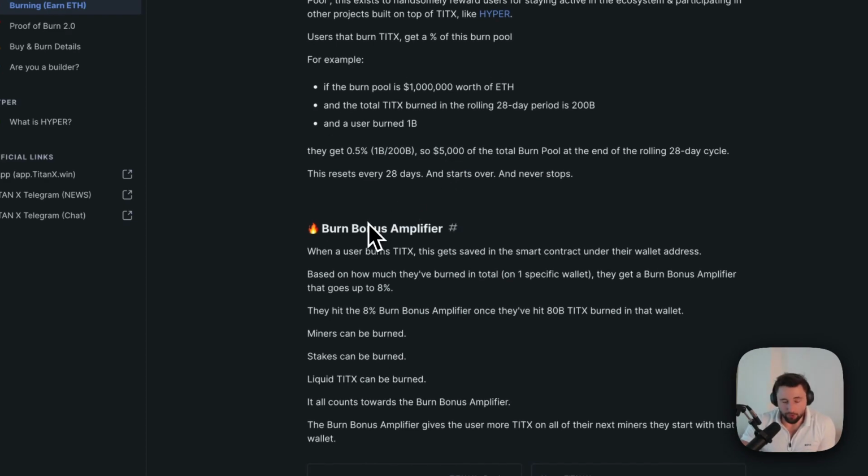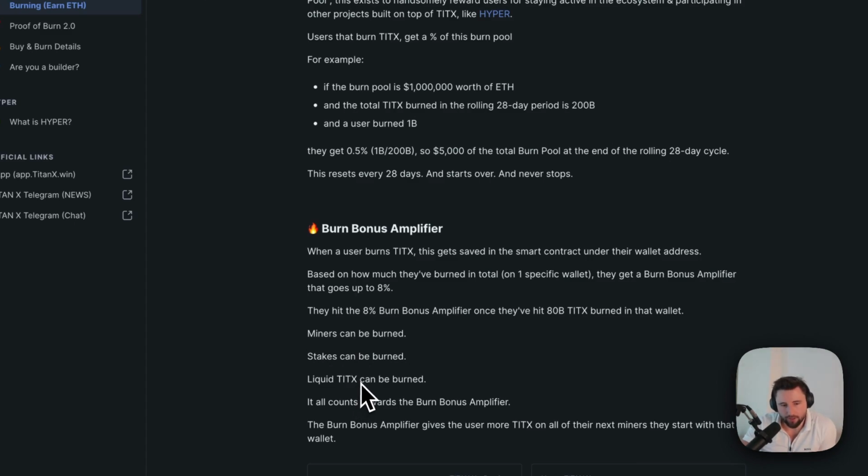Then you have the burn bonus amplifier, which we also talked about with the mining. When a user burns Titan this gets saved in the smart contract under their wallet address. Based on how much they've burned in total, so the smart contract keeps track of it, on one specific wallet. So you cannot burn on 100 wallets and expect it all. That's not how smart contracts work. So it's all tracked on a per wallet basis. They get a burn bonus amplifier that goes up to 8%. Miners can be burned, so you can actually burn your miners, you can burn your stakes, and you can burn your liquid Titan X.